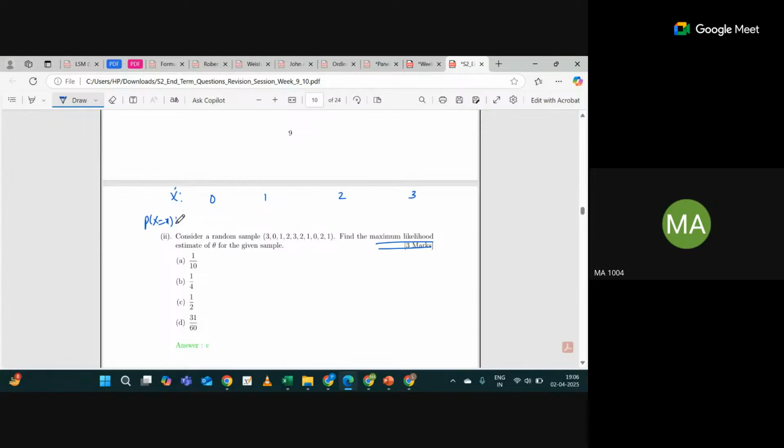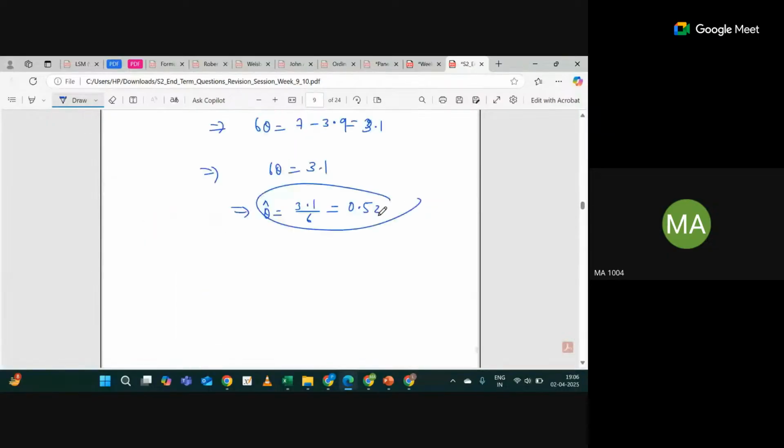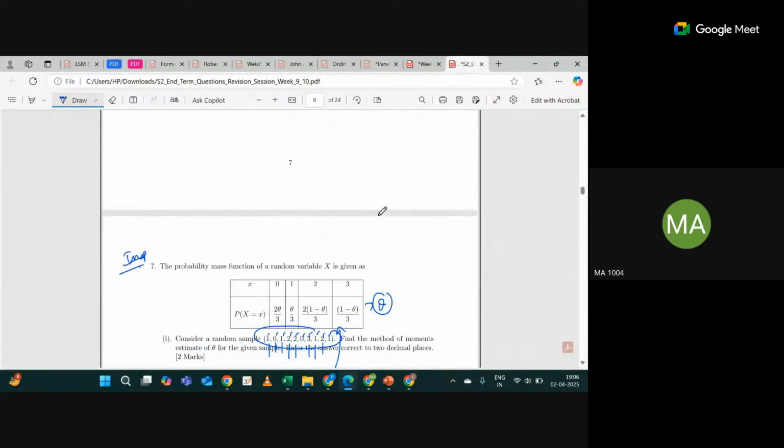So this is not any standard distribution. This was 2 theta by 3, and for 2 it was 2 into 1 minus theta by 3, and for 3 it should be 1 minus theta by 3, because the total summation should be equal to 1. Let me check. Yes, correct.